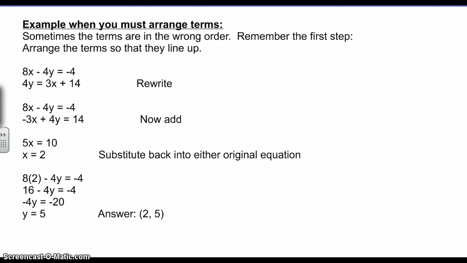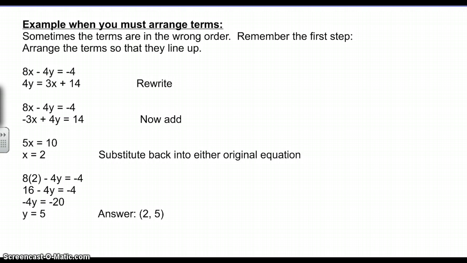Now here's an example when the terms are not lined up. So we have to switch around the order of the terms and change your equation a little bit. Sometimes they are in the wrong order. So this is using that first step, which we haven't had to worry about just yet. The first equation is 8x minus 4y equals 4. And the second is 4y equals 3x plus 14.